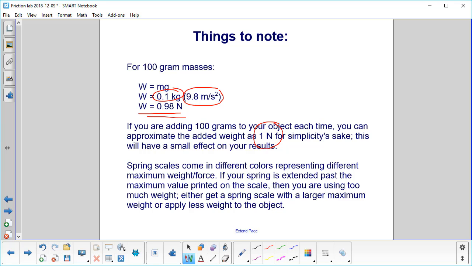Spring scales come in different colors representing different maximum weights and forces. If your spring is extended past the maximum value printed on the scale, then you're using too much weight. Either get a spring scale with a larger maximum weight or apply less weight to the object.